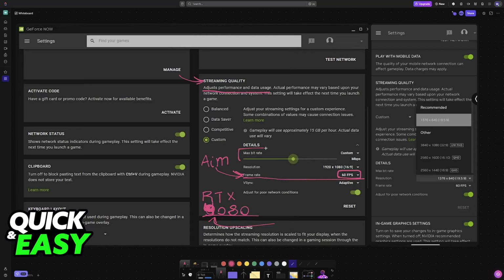You really should look out for the maximum bitrate, resolution, and frame rate, and as well the subscription tier that you have, because this can affect the performance and the graphical fidelity of the game. I hope I was able to help you on how to fix 75 FPS on GeForce Now.